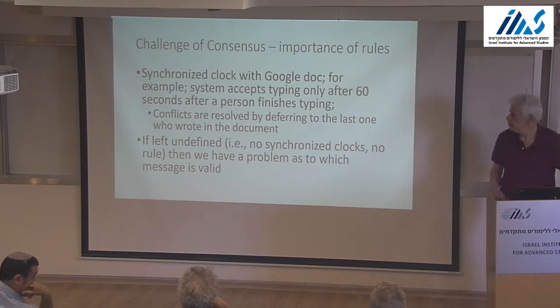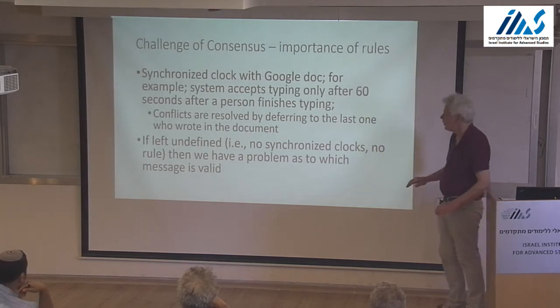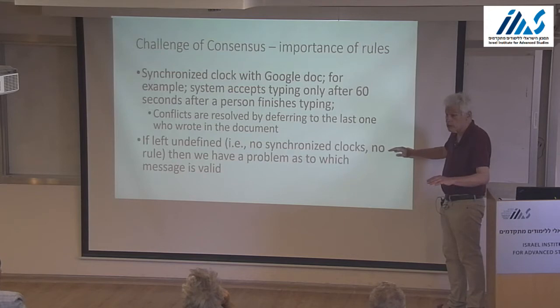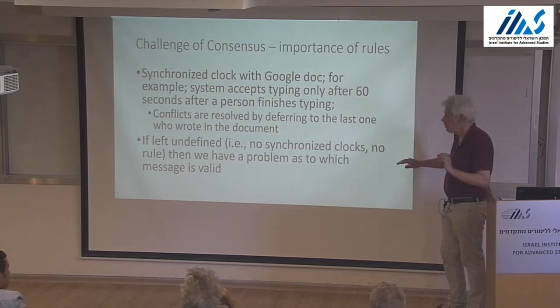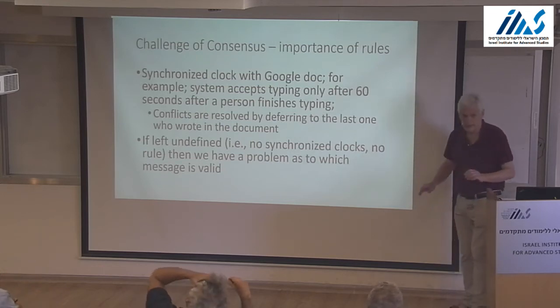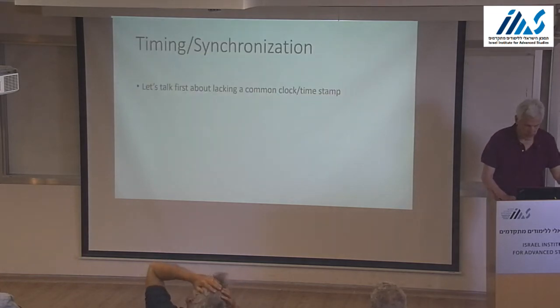So you can make a rule that it accepts typing only after 60 seconds after the person finishes typing. So here you use a common clock to resolve conflicts. But for that you need a common clock. But if you don't have a common clock, that solution doesn't work. You have to get around that. I'll show the problem with an absolute common clock.